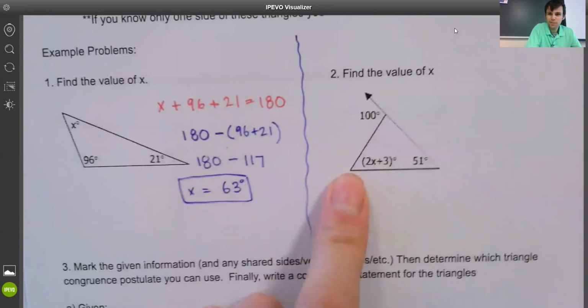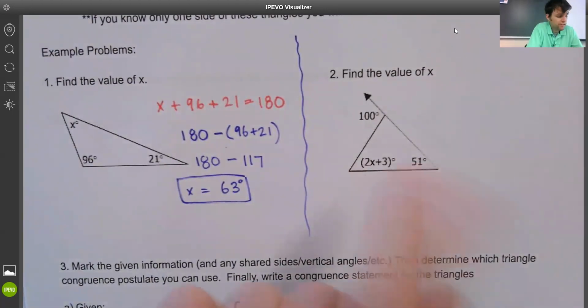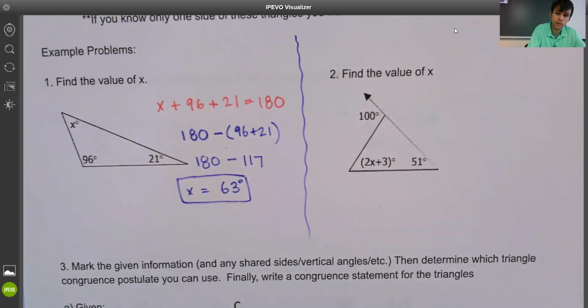Anyway, question number two here. We're going to find the value of x in this particular diagram, and a couple different ways of doing this. One of them is making use of a particular theorem that we learned last semester called the exterior angle theorem. And so I'll just briefly state this.